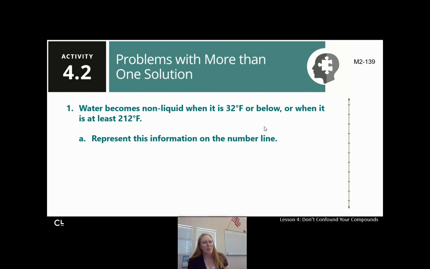So we're on activity 4.2 on page M2-139. We're going to look at problems with more than one solution because that's life sometimes. Sometimes there's more than one solution.